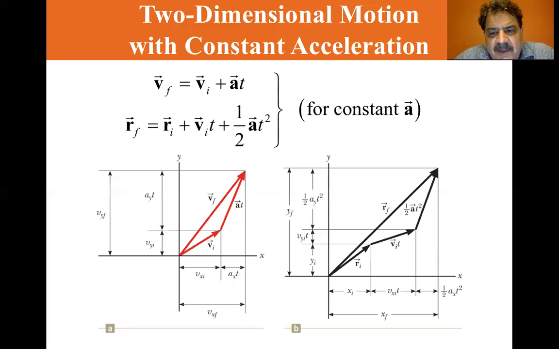You can see the red is velocity and the black is position. So you can see the v initial, v final, and you can see the v initial vector with the acceleration times time vector added to it gives you v final. And in the one with the black vectors, you see the position initial, the v initial times time, that's another vector, and the 1/2 at squared, that's another vector. All of those give you the resultant of r final. So there's a graphical representation of what's happening.